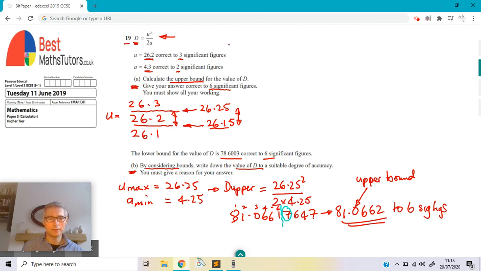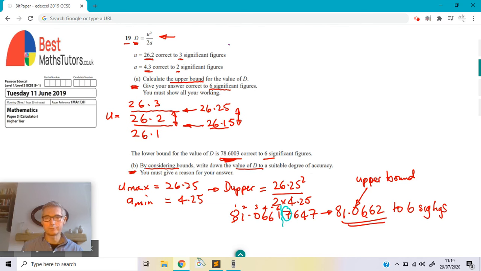Well, we can see there's quite a big difference between what the lower bound is and what the upper bound is. So it's not sensible for us to write the answer to 6 significant figures, because if we were to give 81.0662, our upper bound, we've no idea whether or not it's correct, because we've got a totally different answer if we look at the lower bound. So what we want to do is give it to a degree of accuracy to which we're sure it's correct, and we do that by seeing to what degree they both agree.